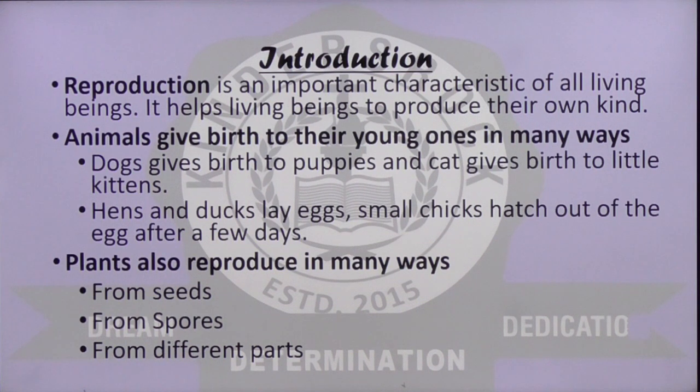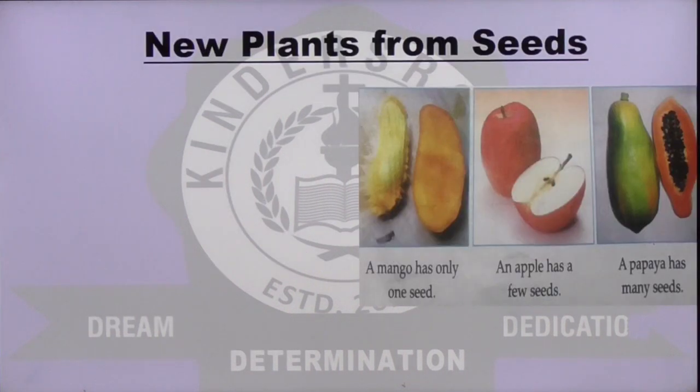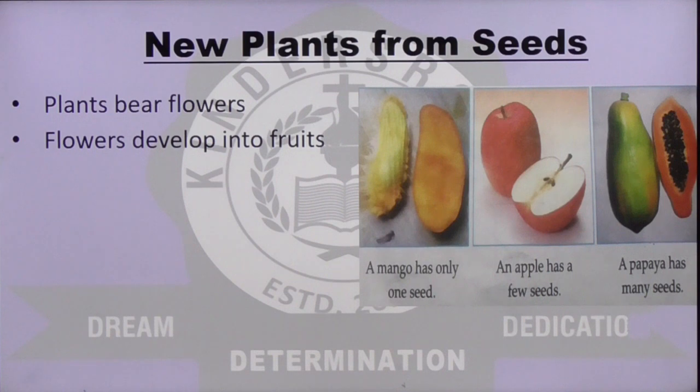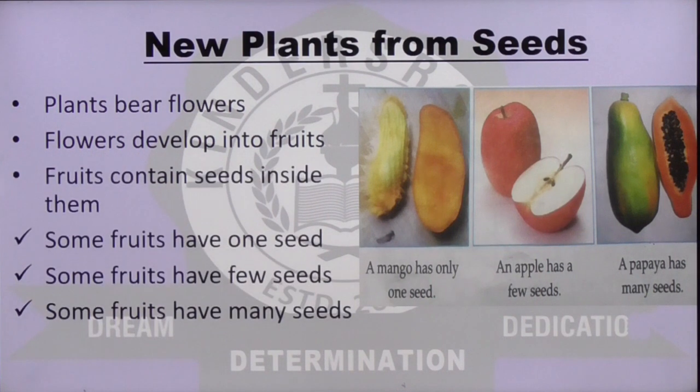Plants also reproduce in many ways. The different ways in which a plant reproduces are from seeds, from spores, and from different parts of the plant. Let us look at new plants produced from seeds. Plants bear flowers, and flowers develop into fruits. And fruits contain seeds inside them. Some fruits have one seed, some fruits have few seeds, and some fruits have many seeds.